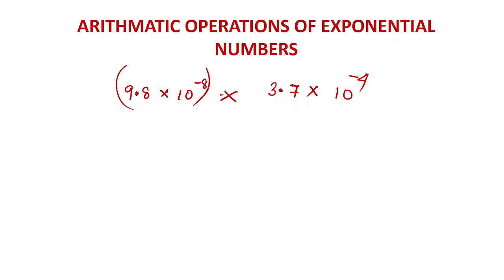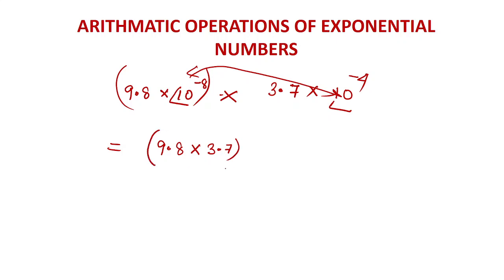So in this case we have to multiply the exponential number with the exponential number, means these two numbers will be multiplied together and these two remaining numbers will be multiplied together. So this will be equal to 9.8 into 3.7, further multiplied by 10 to the power minus 8 multiplied by 10 to the power minus 4. Now this is again a simple calculation that can be done by you. Here how it is done? So these two you multiply, you will get some value of x.